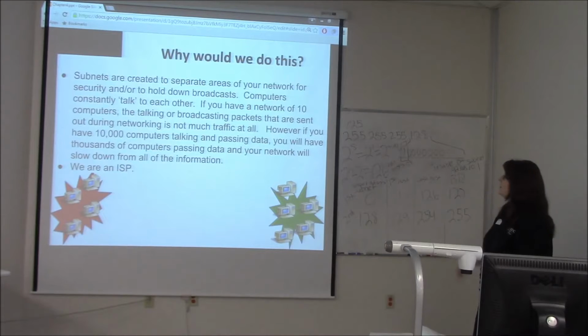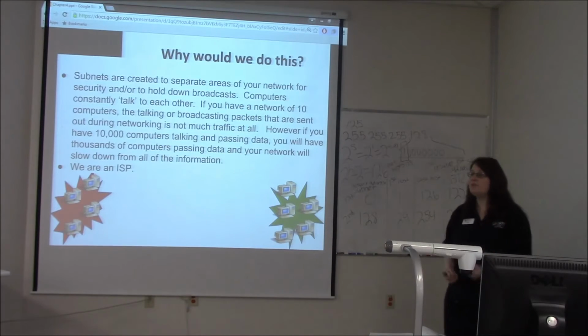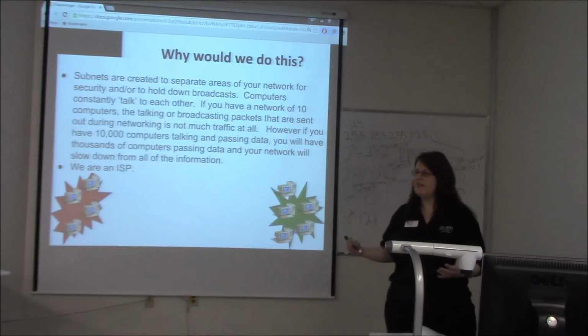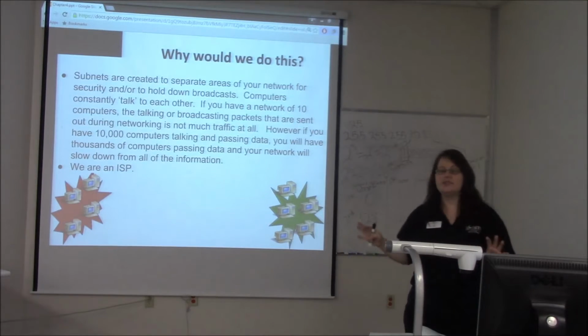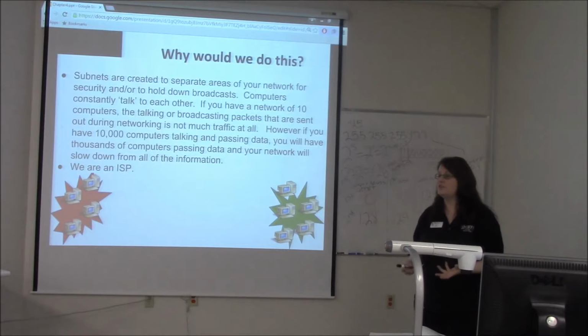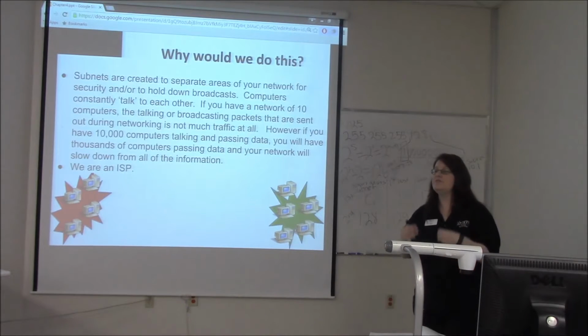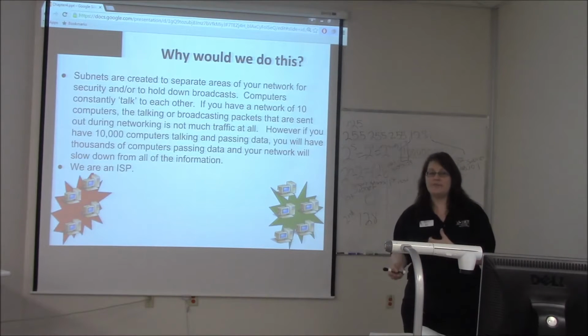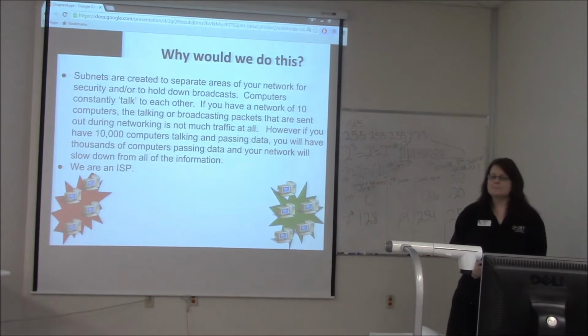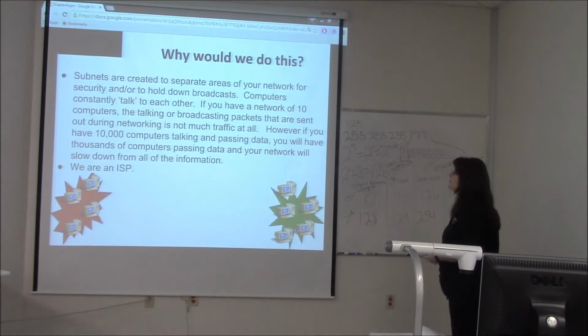So if you have a network of 10 computers, they're talking, they're broadcasting back and forth. It's not very many people because it's just 10 computers. But now if you add 1,000, 10,000 computers, there's no separation between them. They're going to talk and talk all the time until they'll eventually bring the network down. And if something bad happens, which we'll talk about in future classes, it could just bring down everybody and everything, right? So that's one of the big reasons that we would subnet.